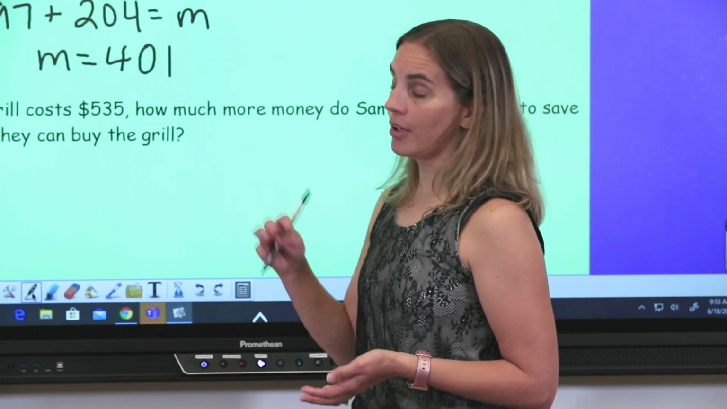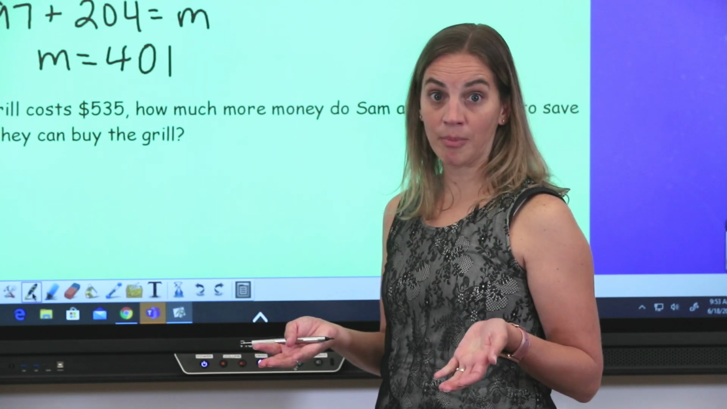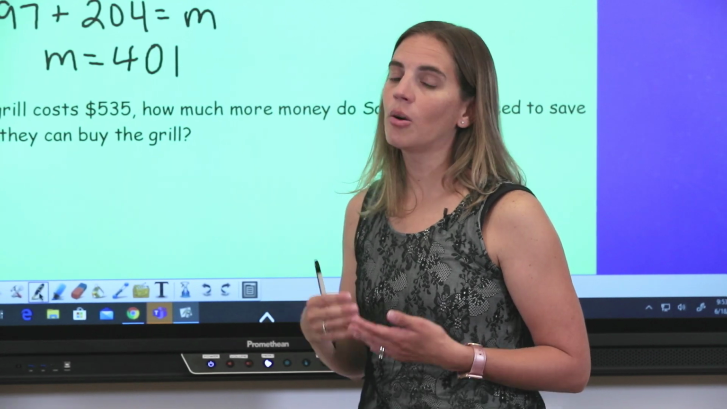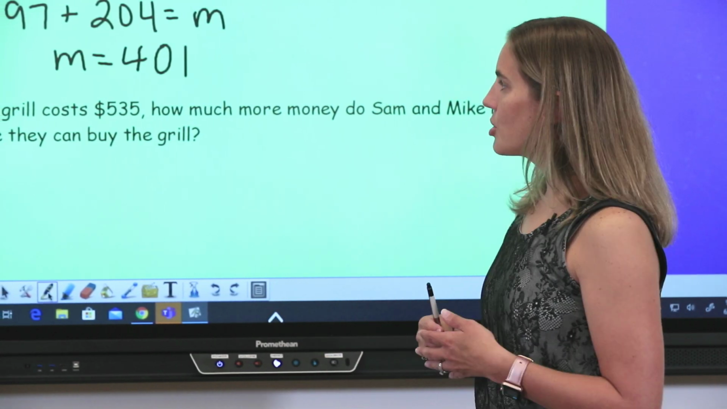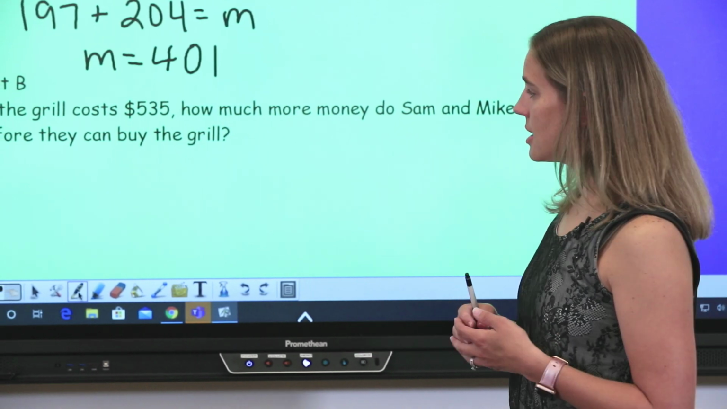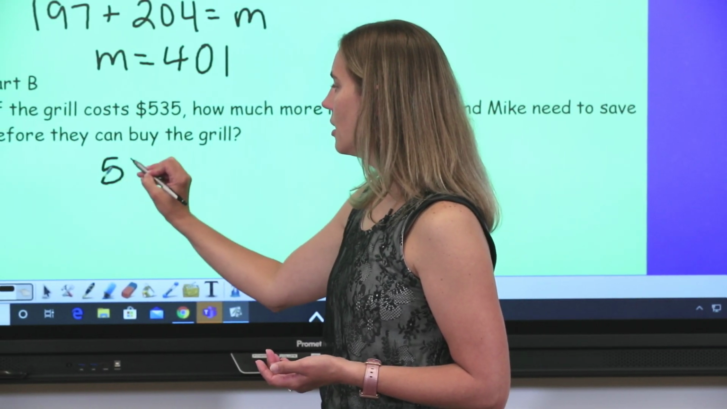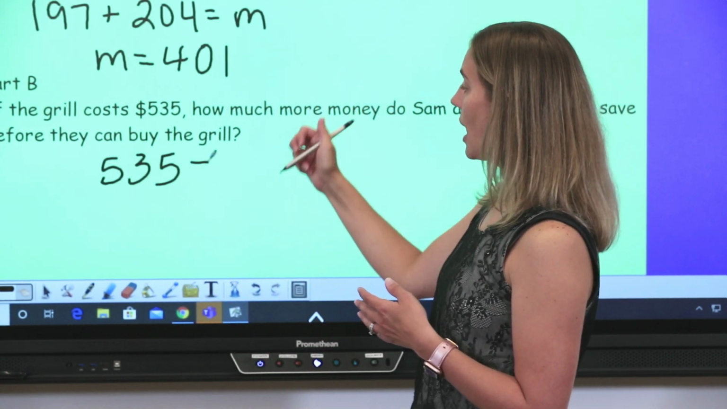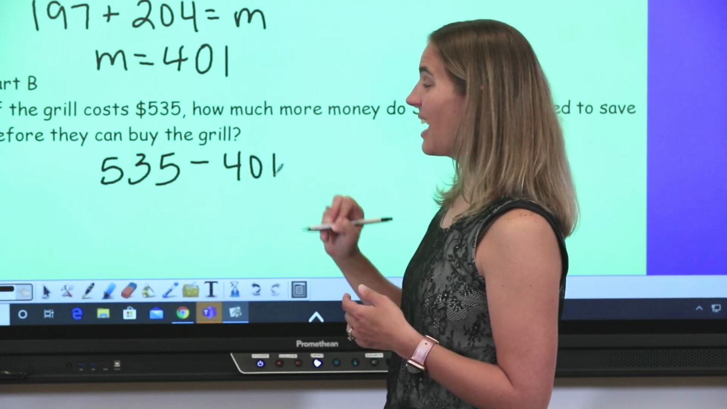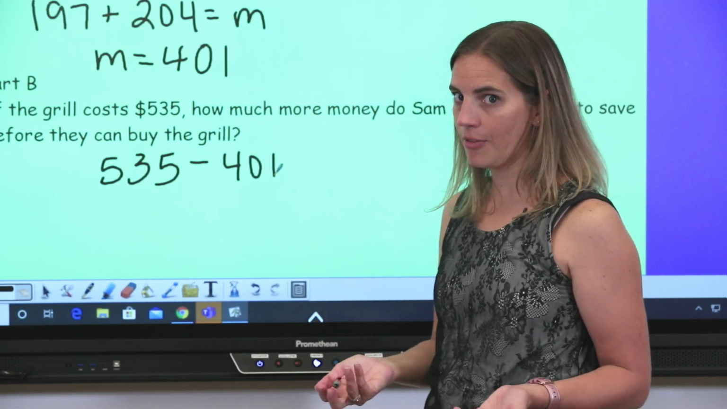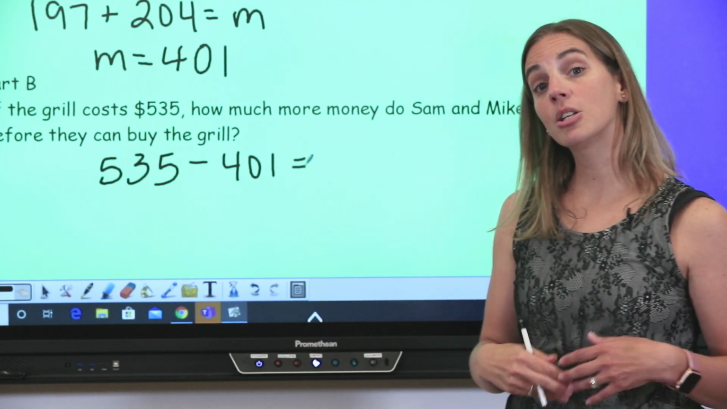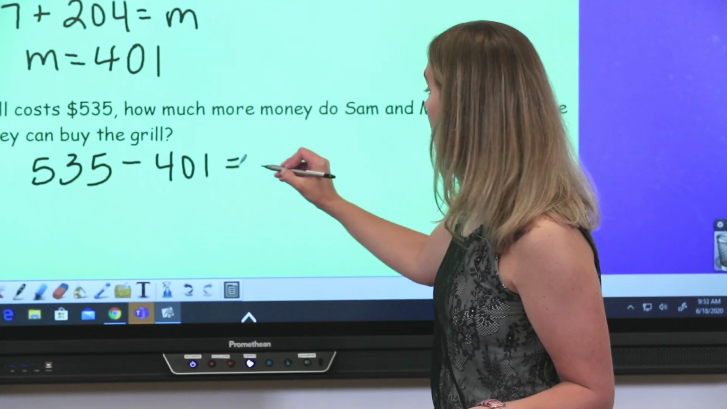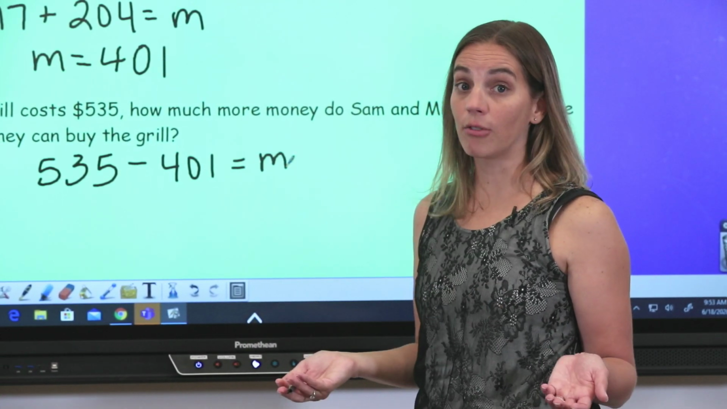Okay, well, let's think about what we know. We know the grill costs $535. How much money do Sam and Mike have altogether? That's right, we figured out already, $401. So I need to know how much more money they need, which means I'm doing a subtraction problem. So let's take our larger number, 535. We're going to subtract, remember that's the cost of the grill. We're going to subtract $401. That's how much Sam and Mike already have. And what I'm trying to figure out is how much more money they need to save. So again, I'm looking for money, so I'm going to use the variable m here, but you could use whatever you wanted.